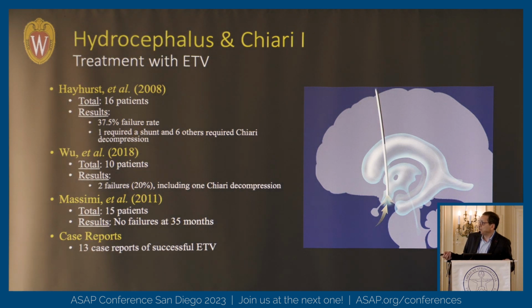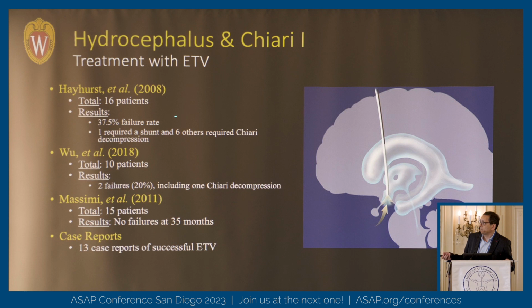So Hayhurst had 16 patients that he did ETVs on. They had Chiari and hydrocephalus. He had to shunt one of them, and he had to decompress the Chiari on 6 others, which means that he treated the hydrocephalus effectively, but he did not treat the Chiari symptoms in some of the patients. And in some, they've done fine.